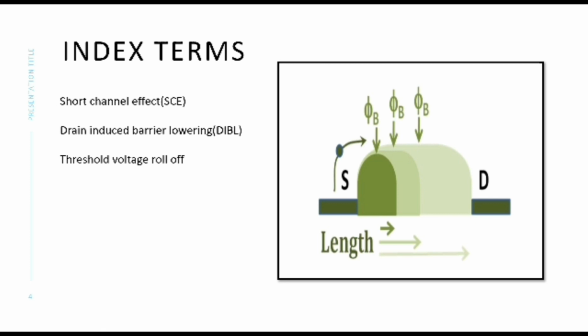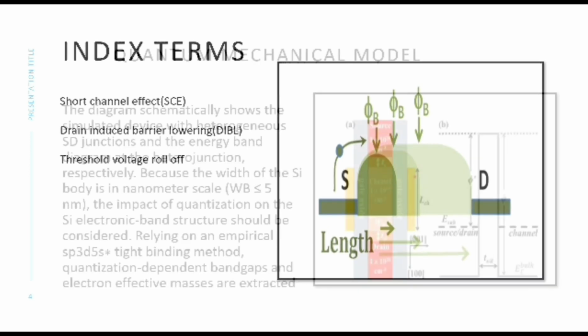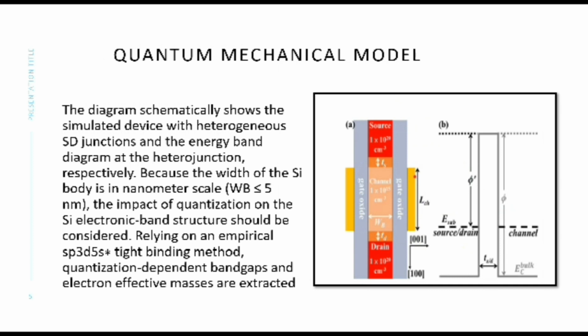In order to improve the electrical performance, we investigate a device design technique with ultra thin and sharp potential barriers at the source drain junction. So next, we have the quantum mechanical model. This quantum model shows the simulated device with heterogeneous SD junctions, which is the source drain junction, and the energy band diagram at the heterogeneous junction. So what is meant by this heterogeneous junction? It is a junction between two semiconductor materials with unequal band gaps.